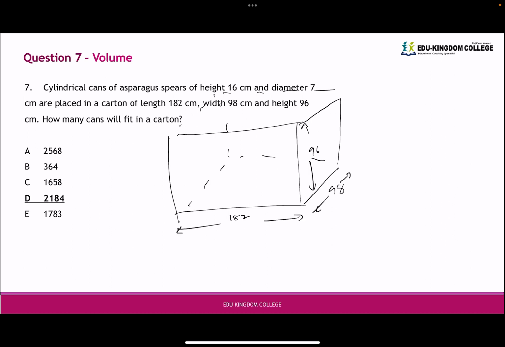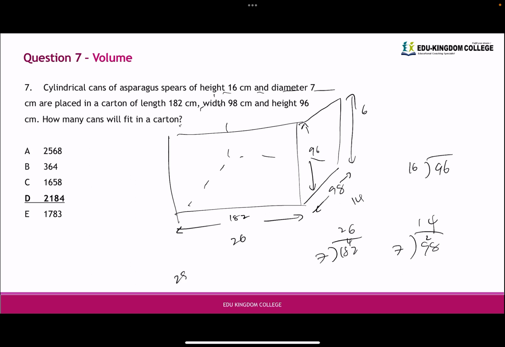So how many times does a diameter of 7 fit into 182? How many cans can we stack along the side? 182 divided by 7 is 26, so 26 cans can go along the length. 98 divided by 7 is 14, so 14 cans can go across the side. And how many can we stack on top of each other? 96 divided by 16 is just 6, so we can fit 6 upwards.